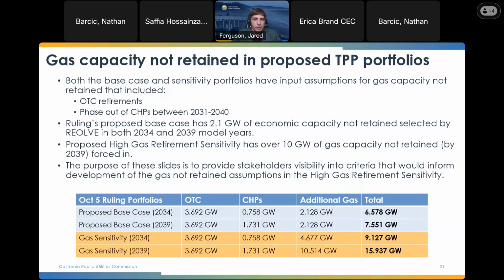So this table on the bottom shows those amounts, where we have both OTC and CHP phase-outs built into the default inputs and assumptions for these portfolios. And then the base case RESOLVE selects 2.1 gigawatts of economic capacity not retained when building the portfolios. And then in the sensitivity, we have forced in 4.6 gigawatts of retirement by 2034, and then 10.5 gigawatts of retirement by 2039. Next slide.